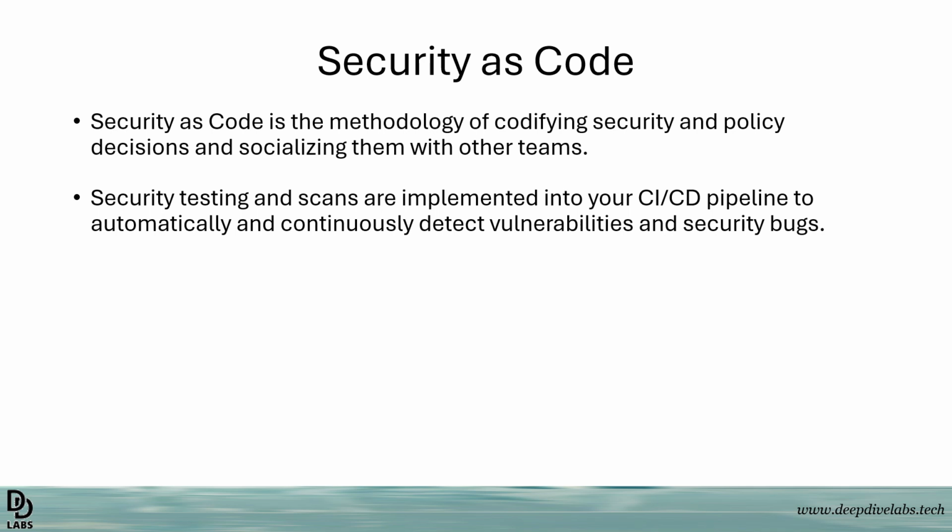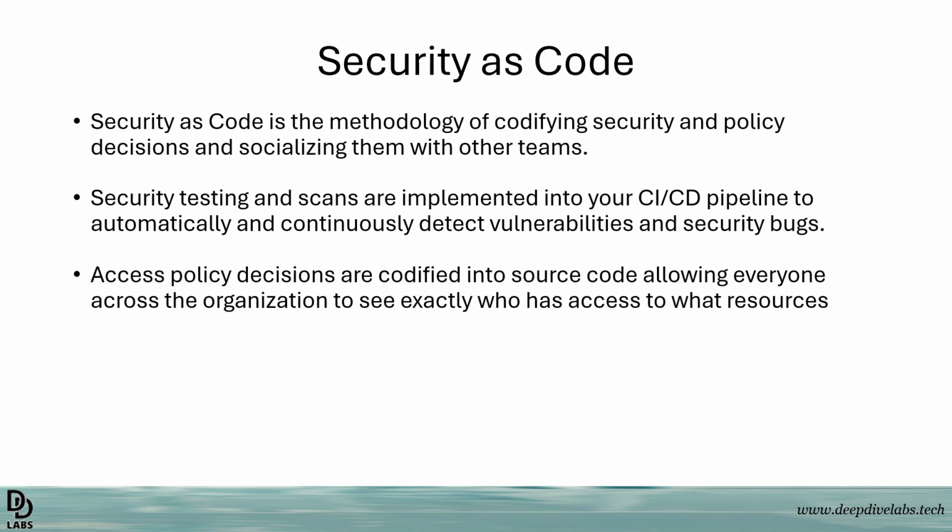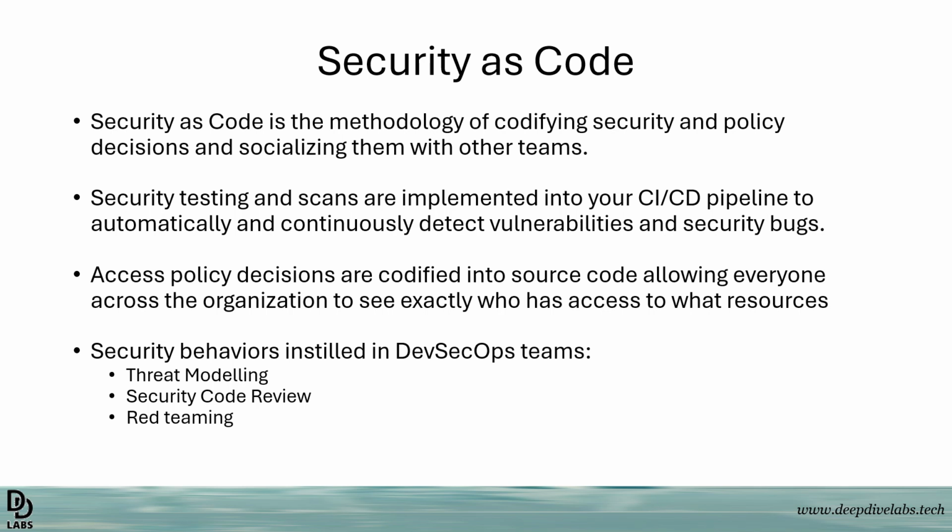The security impact of each design decision is very important to start thinking about. Think from an attacker's point of view. That's essentially what is called threat modeling, right? The access policy decisions are codified into your source code, allowing everybody across the organization to see exactly who has access to what resources. That becomes very relevant. The security behavior instilled in DevOps teams is typically threat modeling, which is analyzing the security impact of every design decision made at the application level.